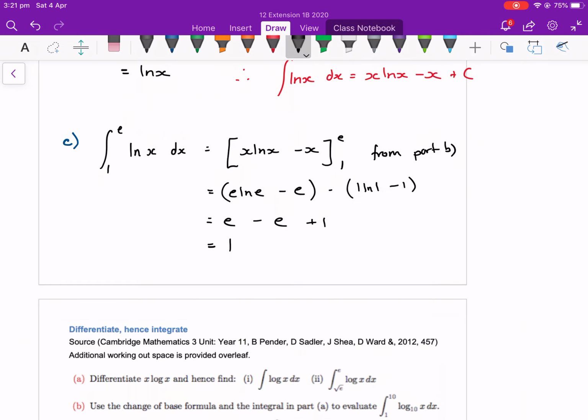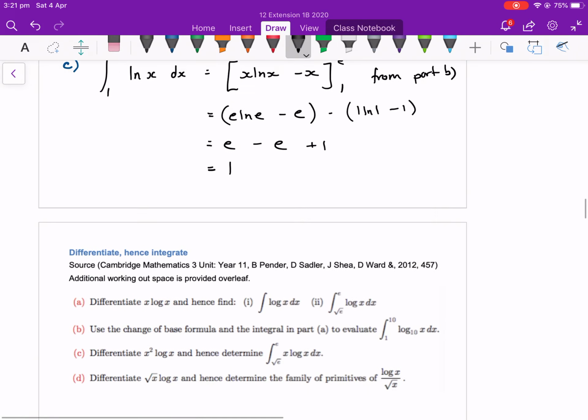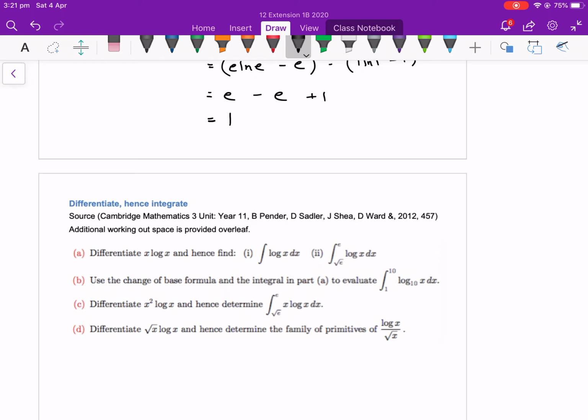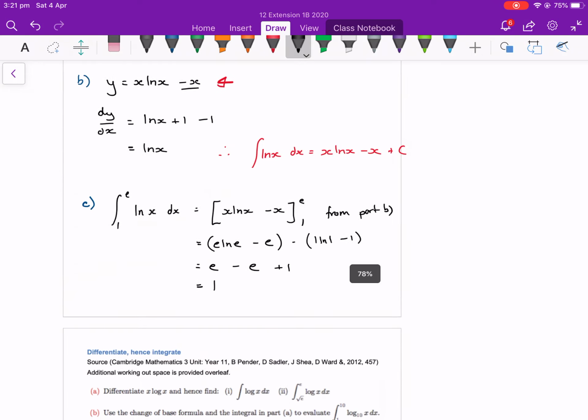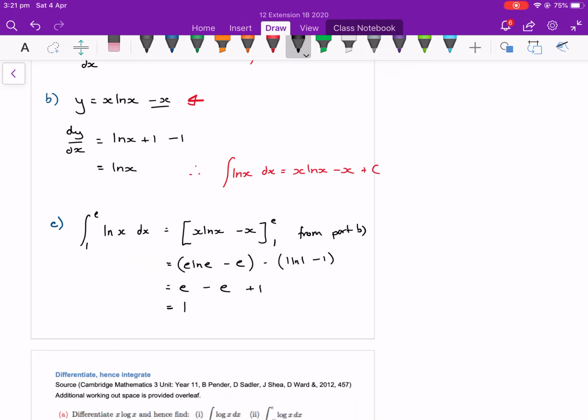Now, why that question leads quite nicely into the "differentiate and hence" ones is because these are asking you to differentiate and then use your results to integrate, similar to what we've just done here, where we differentiated and then were asked to use our result moving forward to find the integral of something. So you should be able to have a go at those problems now.